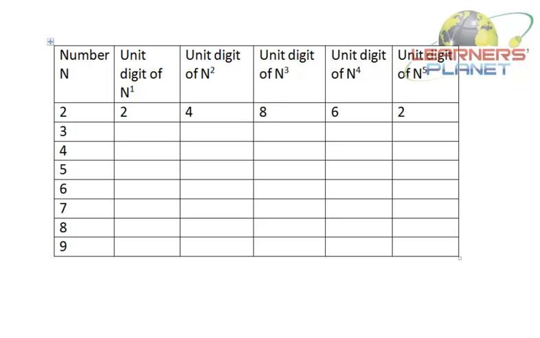Now friends, let's begin the calculation with 2. Now 2 raised to 1 will be 2, 2 raised to 2 will be 4, 2 raised to 3 will be 8, and 2 raised to 4 will end in 6, and further 2 raised to 5 will end in 2. Let's discuss this method in some expanded manner.